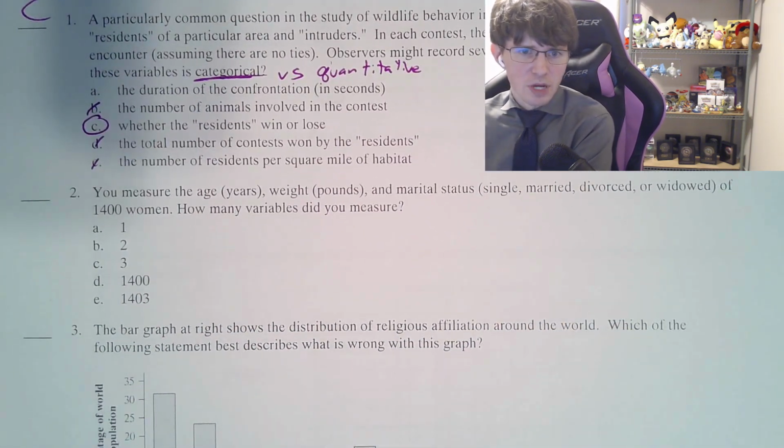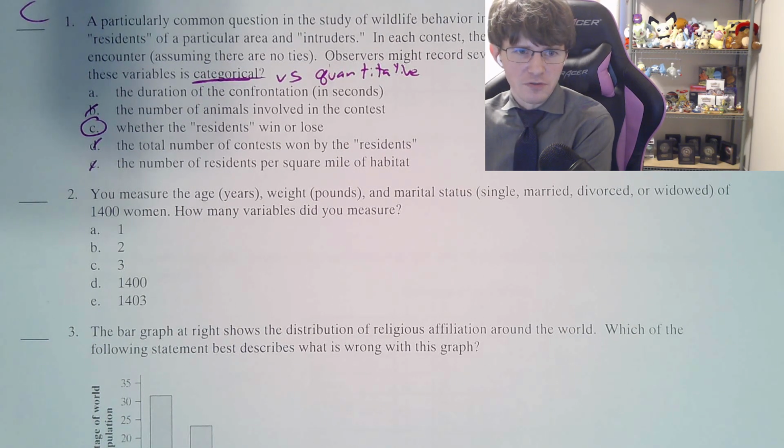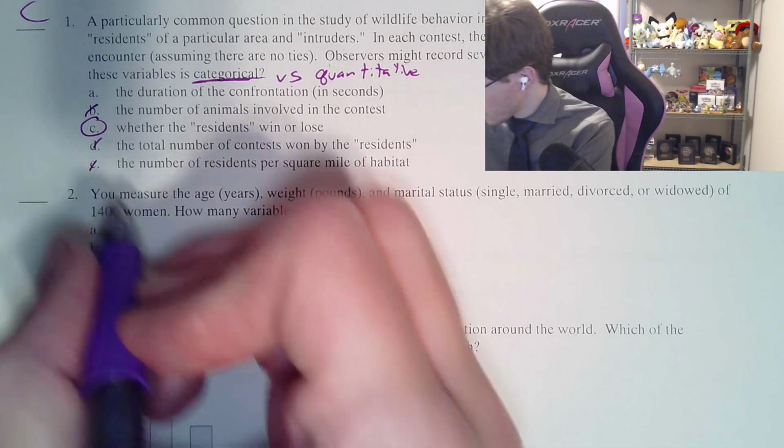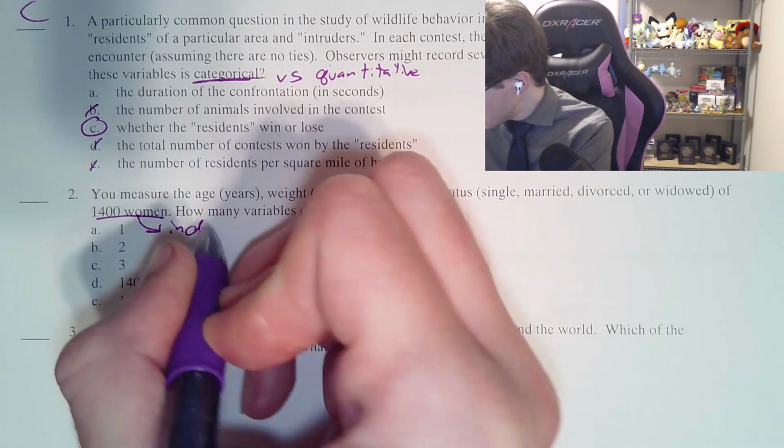Number 2, you measure the age in years, weight in pounds, and marital status, single, married, divorced, or widowed, of 1,400 women. How many variables did you measure? So one thing I do want to talk about that was confusing quite a few people in class is what these 1,400 women are. These are called the individuals.